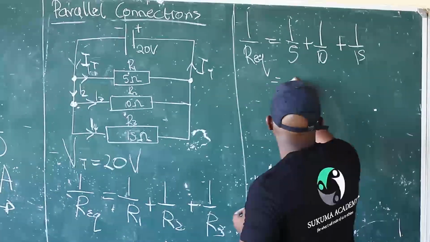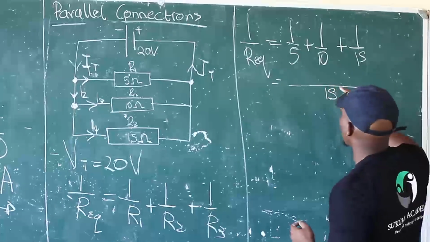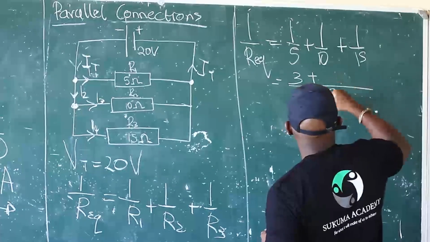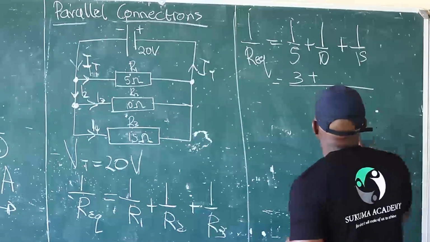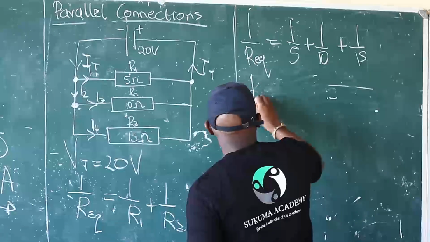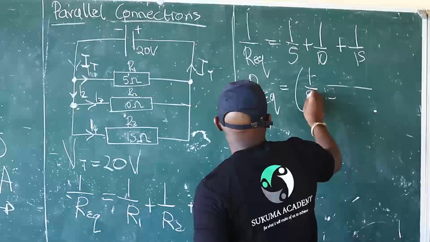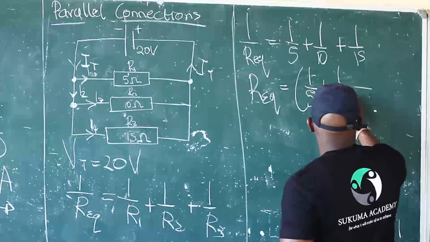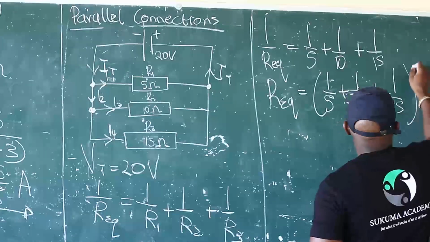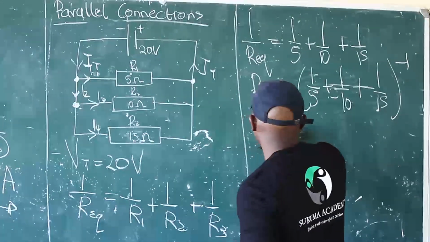Because I don't have a calculator with me, I'm going to use math. So the lowest common denominator is 15. 5 into 15 is 3. 3 times 1 is 3. 10 doesn't go into 15, so this is the problem. Okay. So all you can do is put this in your calculator and say REQ is equal to 1 over 5 plus 1 over 10 plus 1 over 15, to the power of negative 1. And whatever answer you get from there will be your equivalent resistance.